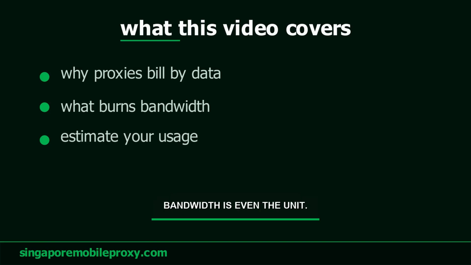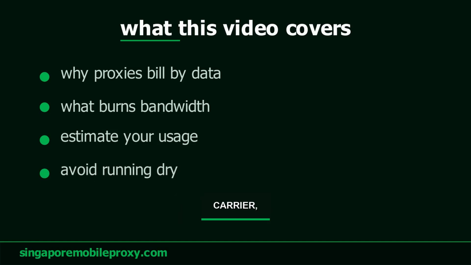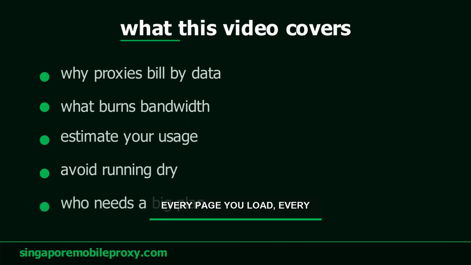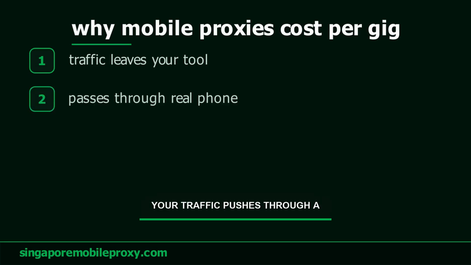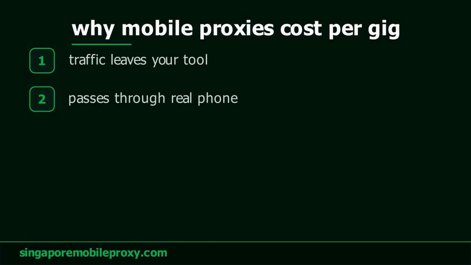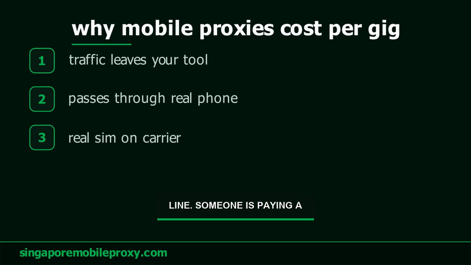Start with why bandwidth is even the unit. A mobile proxy is a real phone on a real carrier, and that carrier charges for data. Every page you load, every image, every video, every request flows through that SIM and counts against a real mobile data allowance. So when a provider sells you a plan, the gigabytes are not an arbitrary limit. They are the actual data your traffic pushes through a physical phone. That is why mobile is priced by the gig and not unlimited like a home line. Someone is paying a carrier for every byte.